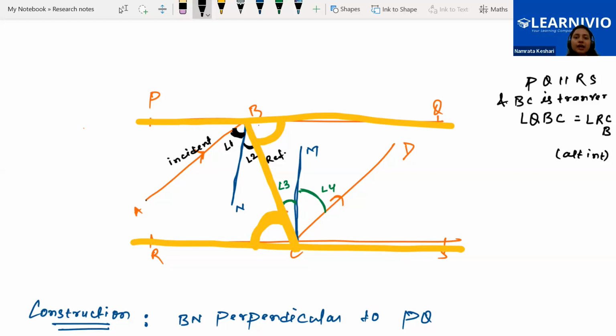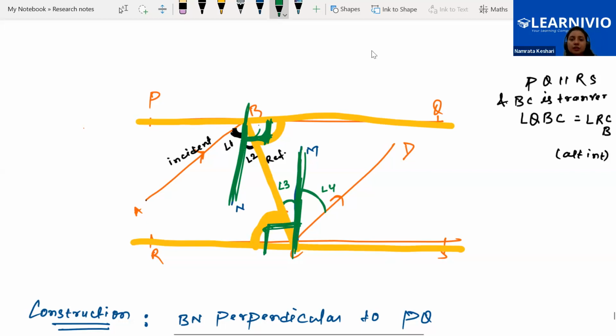Now, only because we have constructed a perpendicular line, this is perpendicular, right? So definitely this total angle will be 90 degrees. Yes or no? Yes, ma'am. And this is also perpendicular. So this total angle will be 90 degrees. Yes or no?